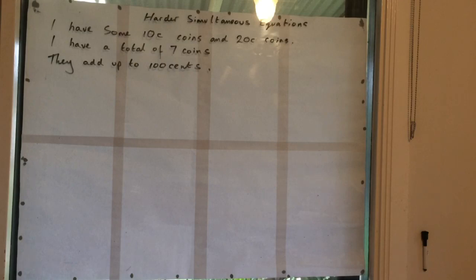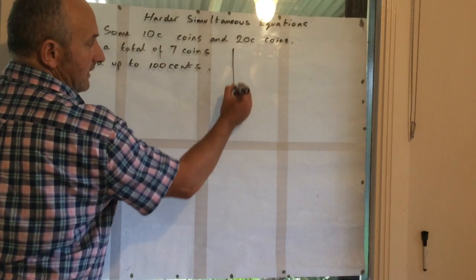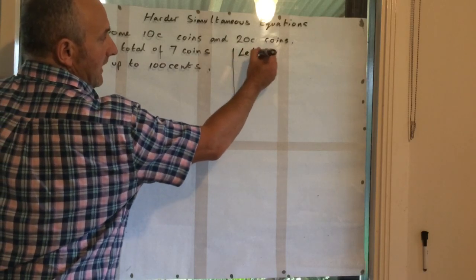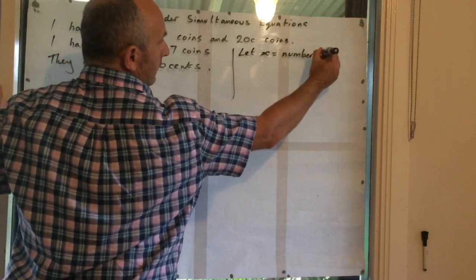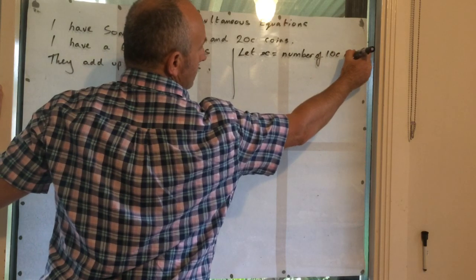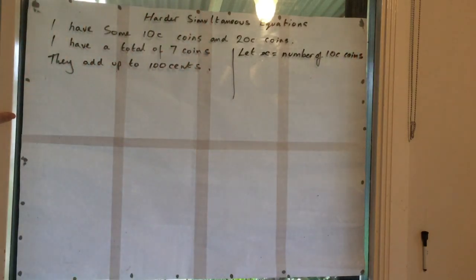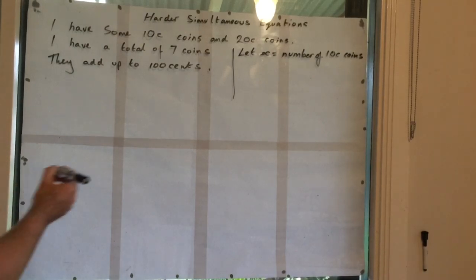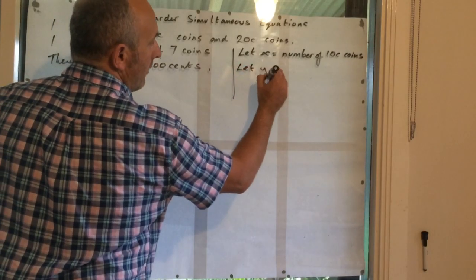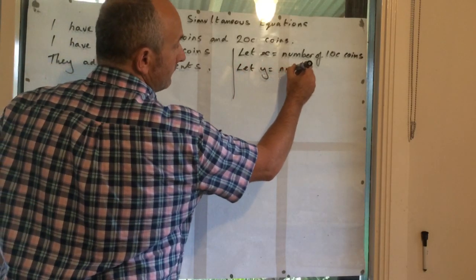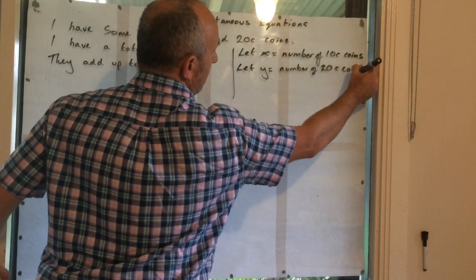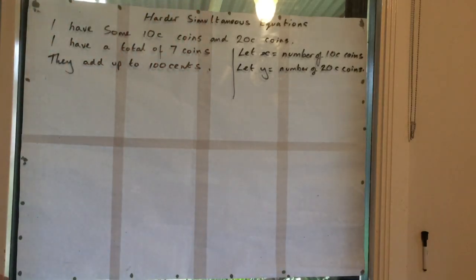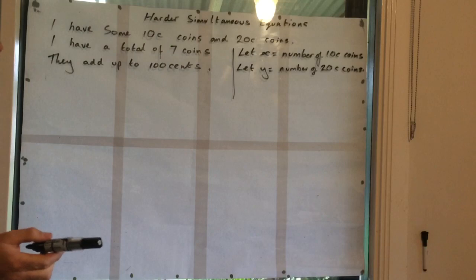So first of all, what I do in this case, I have to make a statement. I need to say, let x equal number of 10-cent coins. Okay, x is the number of 10-cent coins. Meanwhile, I need to say, let y equal number of 20-cent coins.